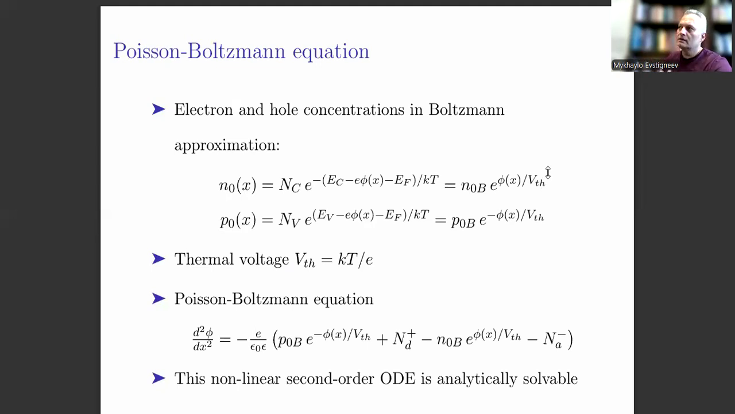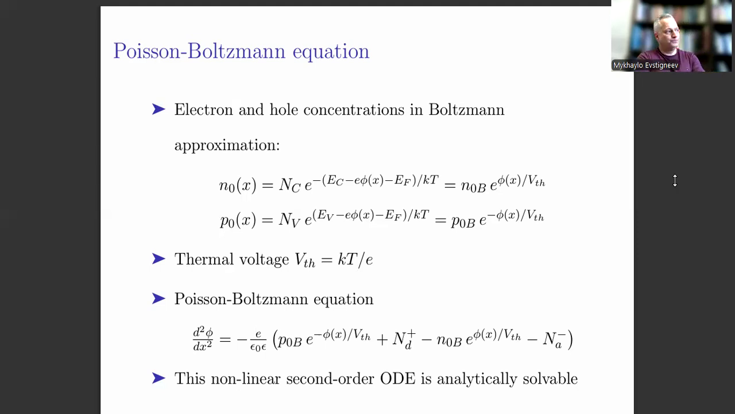Now, of course, donor concentration and acceptor concentration are not affected by the electric potential because the ionized impurities just sit in the lattice and they do not move anywhere. They do not redistribute themselves when an electric field exists in the material. Only the electrons and holes have the ability to redistribute themselves.